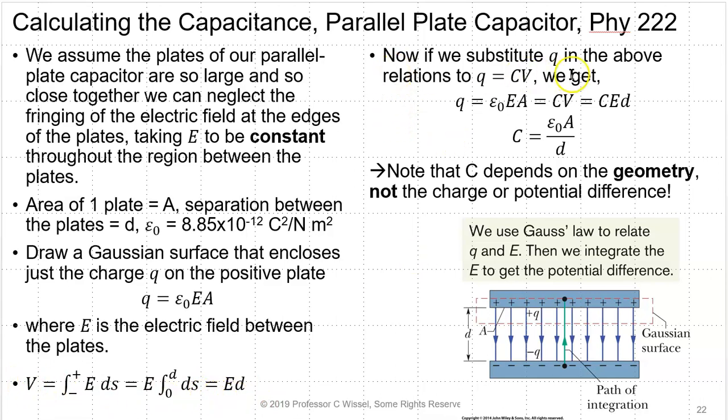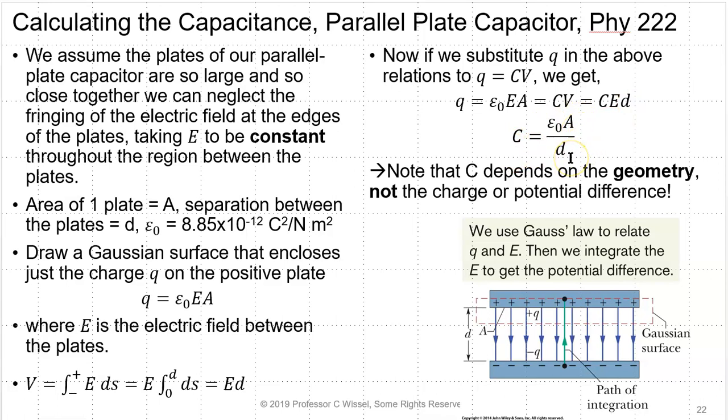Now if we substitute Q in the above relationships to Q equals CV, we get Q equals epsilon naught E times A. That equals CV, that equals C times E times D. So then C can be solved for. C equals epsilon naught A over D.